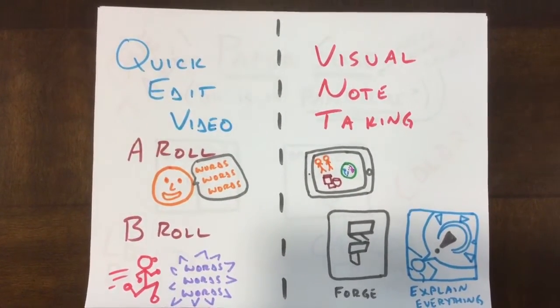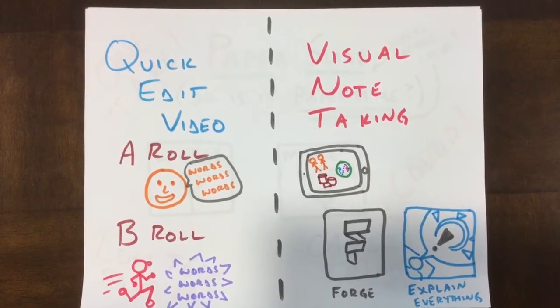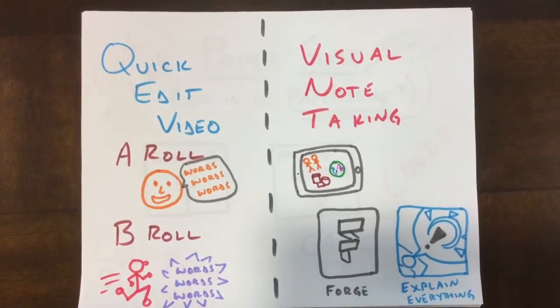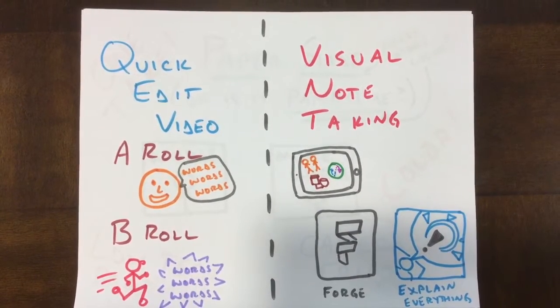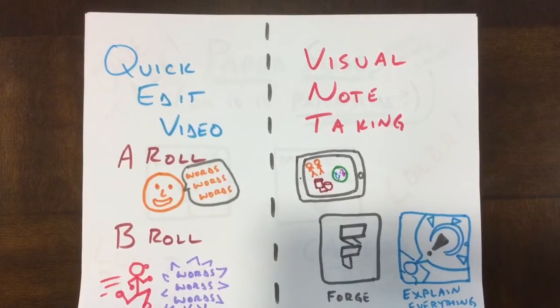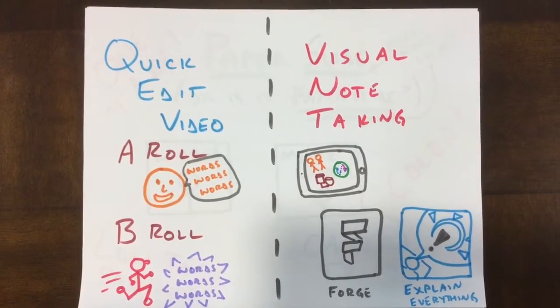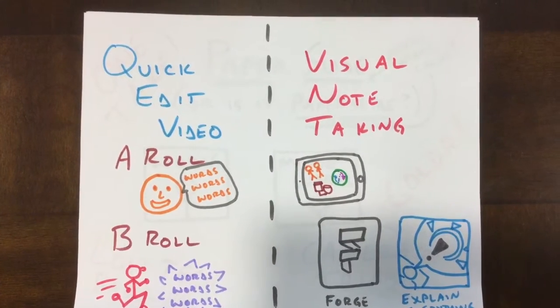On day 2, we started talking about quick edit videos and the difference between A-roll, which is a talking head, and B-roll, where you have some sort of action or maybe a picture with the description going on over it. We talked about how the action of the B-roll can add a lot of insight and put the viewer into that place as opposed to just watching the talking head.